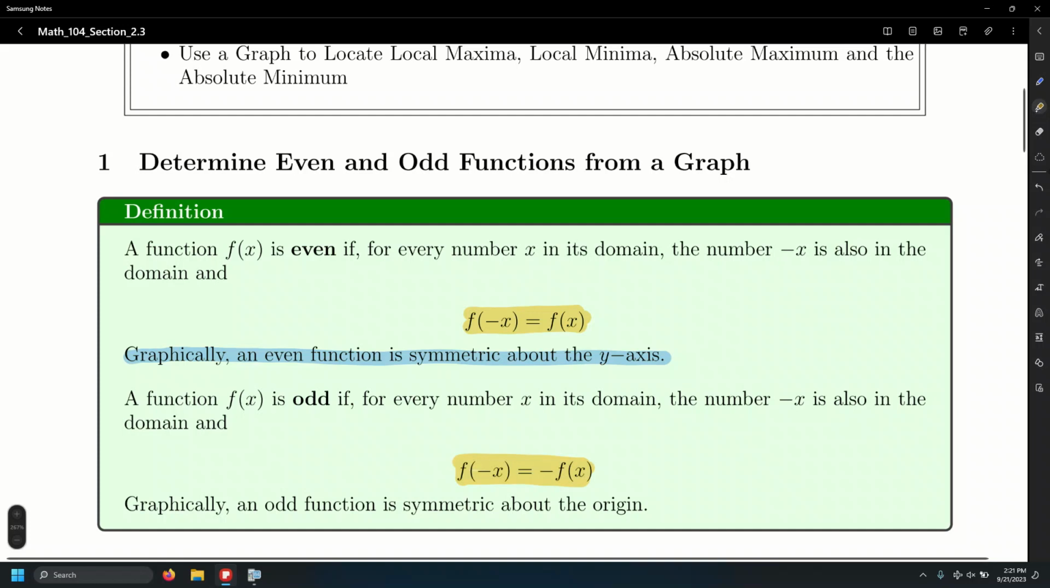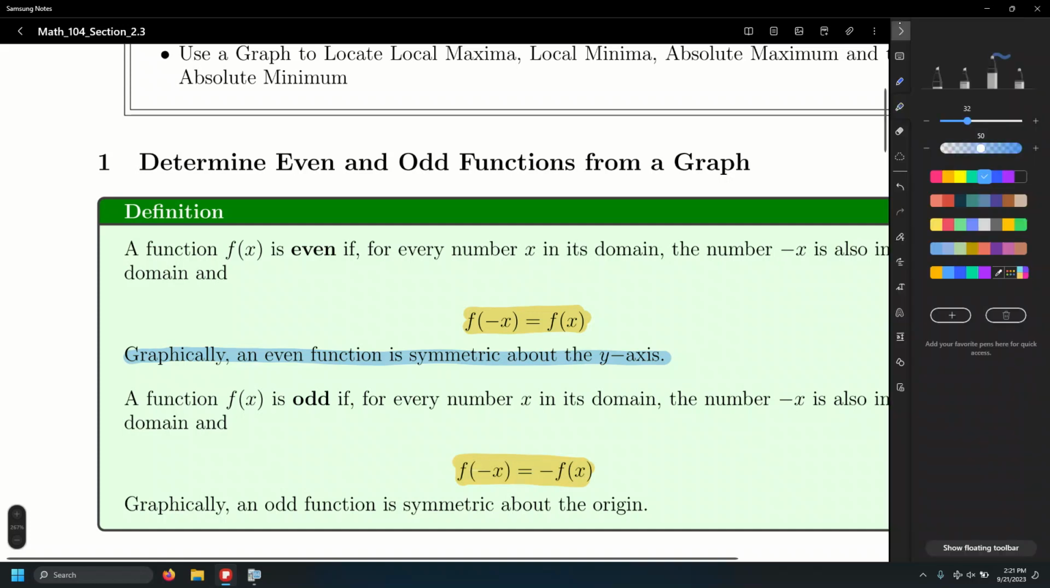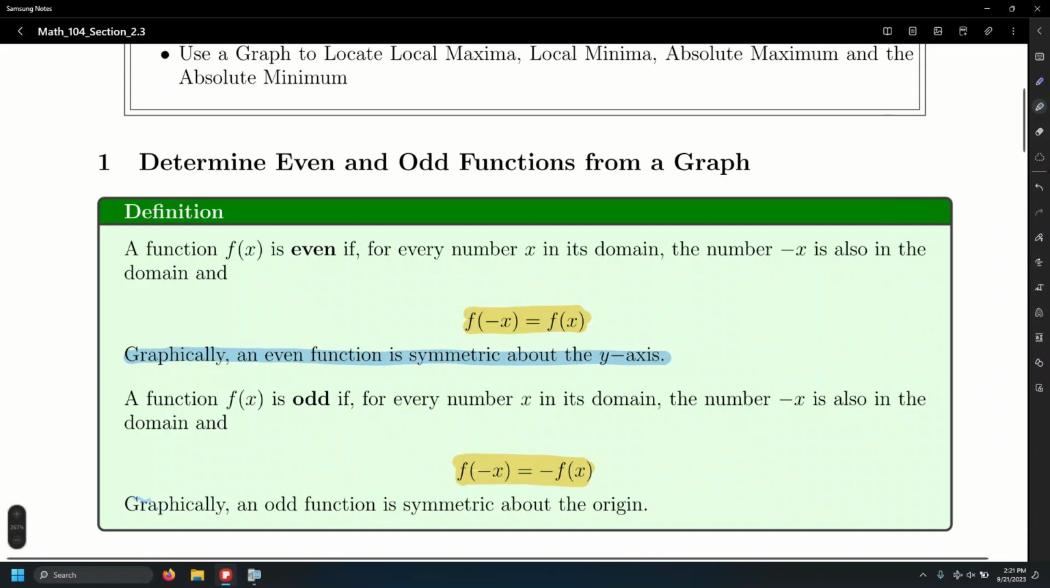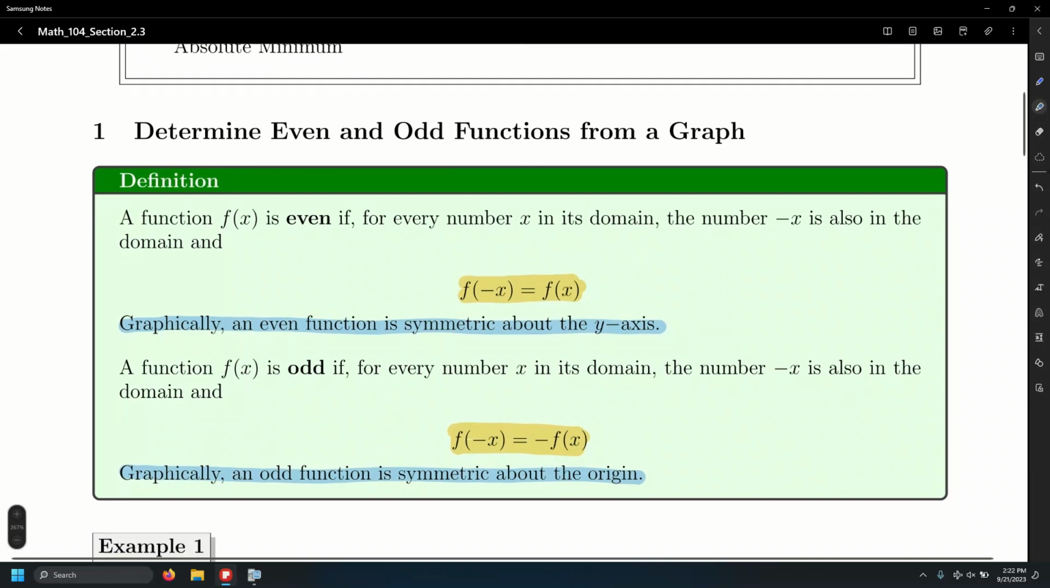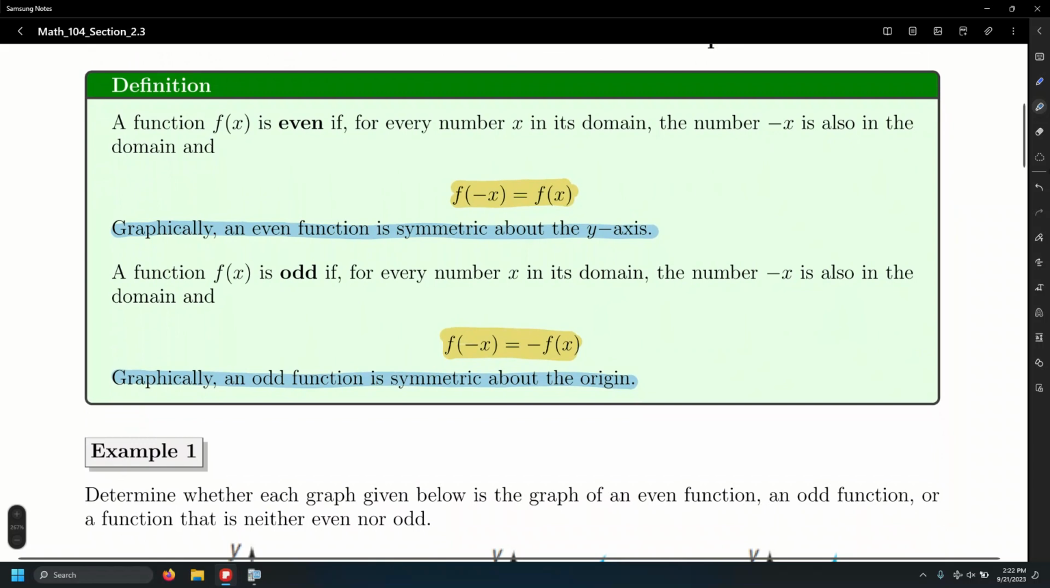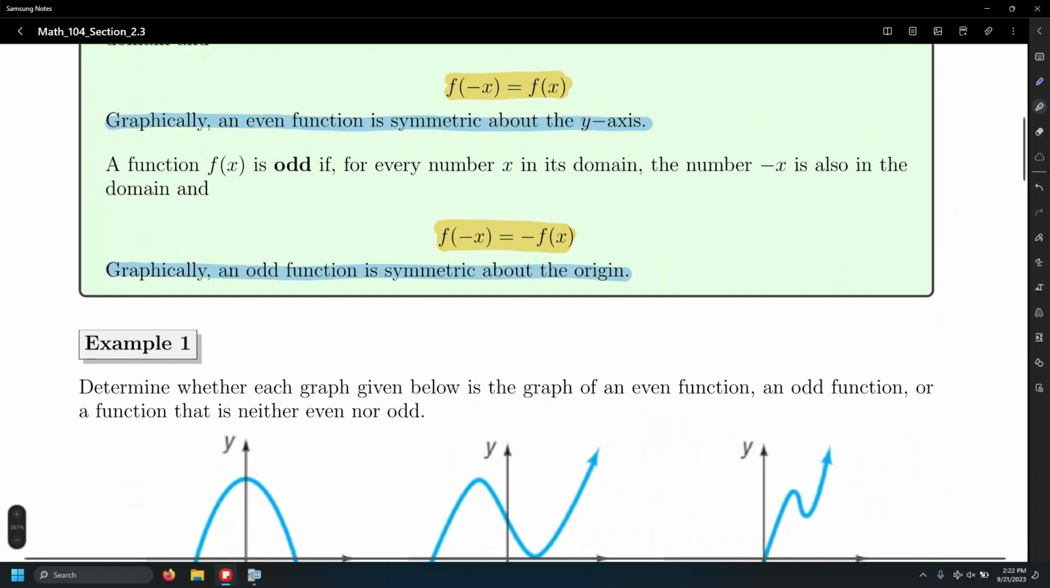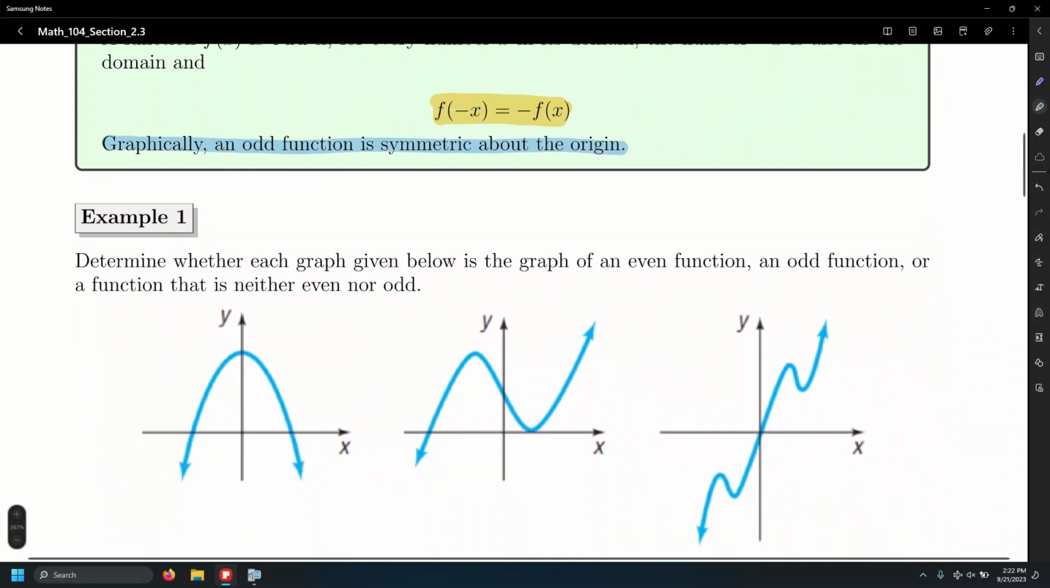And now, graphically, an odd function is symmetric about the origin. So in this case, the origin, the point (0, 0), is going to be the mirror for that function. And if we are able to see the same graph in a weird way, flipped through the origin, then the function that is represented is an odd function. Well, let's get some practice with graphs right here.